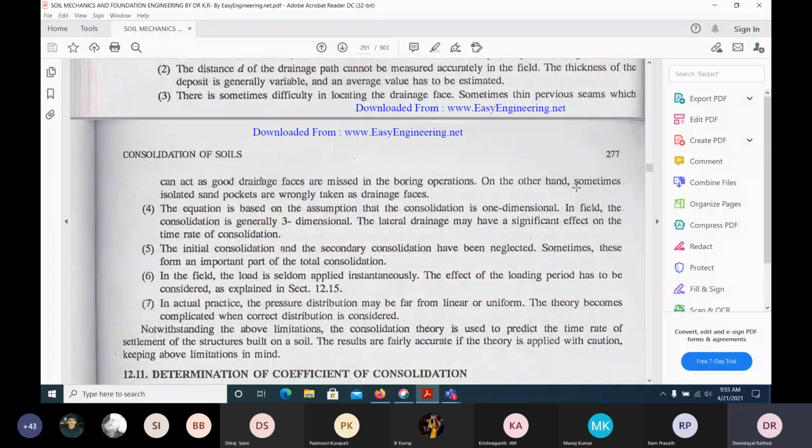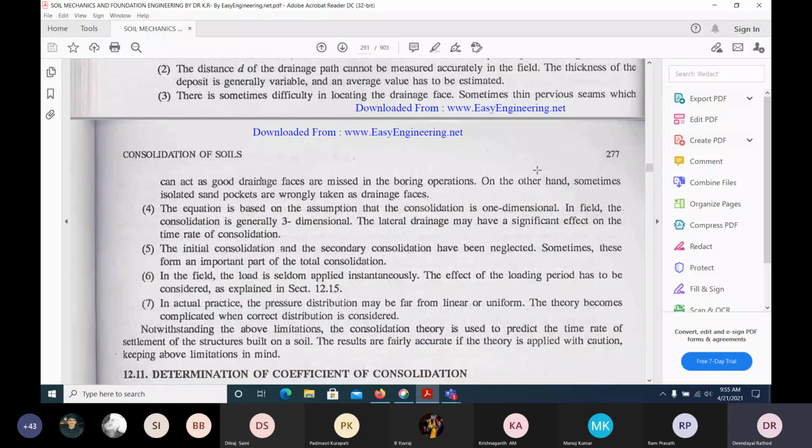And next, the initial consolidation and the secondary consolidation have been neglected. If you recall, in the first class I discussed with you initial consolidation, primary consolidation, and secondary consolidation. So whatever we are talking about is primary consolidation. Initial consolidation we have neglected. Secondary consolidation also we have neglected, because secondary consolidation takes place very slowly. It may be due to the adjustment of some soil particles and so on. If you want an accurate result, those things also we need to consider.